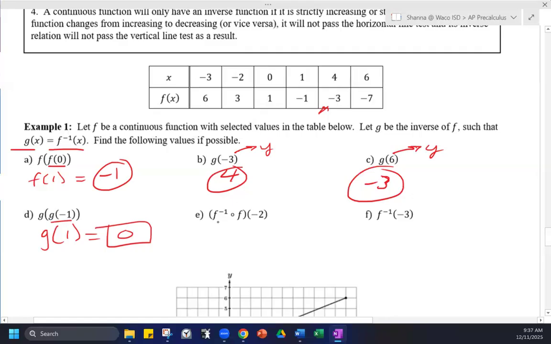Okay? Now we're in composition notation. So we have f inverse composed with f at negative 2. Remember, for composition notation, you work your way to the left, right? So I have negative 2 first. So I'm going to find f of negative 2. What is f of negative 2? 3. So now I'm looking for the inverse of 3. What is the inverse of 3? Negative 2. Because it's the inverse, that means I start at the y.